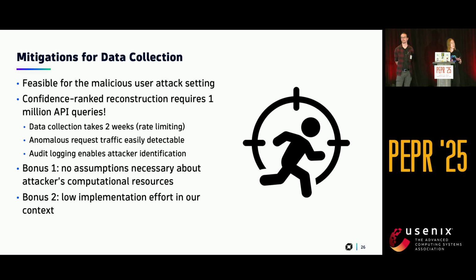The added bonus here is that we don't need to make any assumptions about the attacker's computational resources if we're mitigating at this stage. And this is a bottleneck for them where parallelizing the attack won't help them, because with the same login, they're always subject to the same rate limiting. Whereas parallelizing that data reconstruction stage would help them. But before they can get there, they've got to get these statistics.